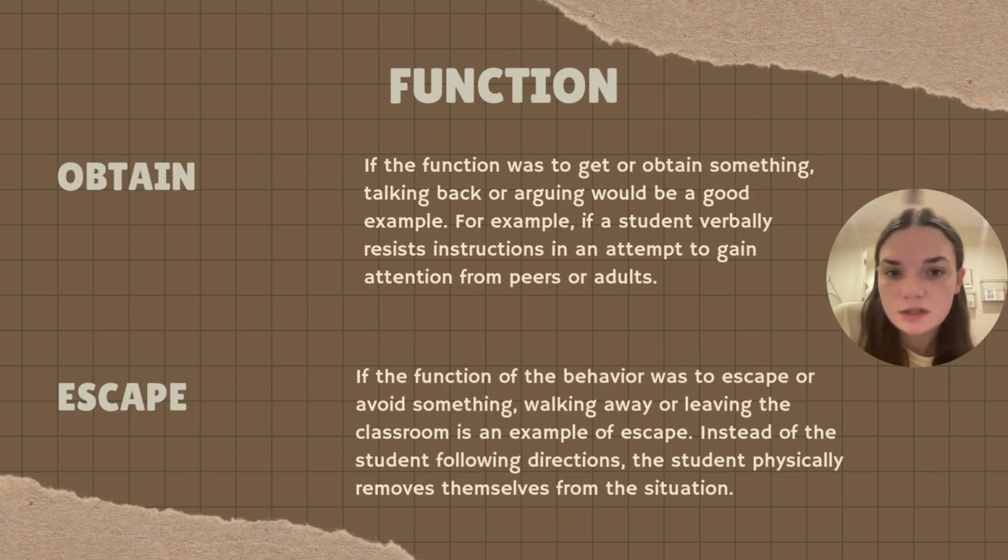If the function was to get or obtain something, talking back or arguing would be a good example. For example, if a student verbally resists instruction in an attempt to gain attention from peers or adults. And if the function of the behavior was to escape or avoid something, walking away or leaving the classroom is an example of escape. Instead of the student following directions, the student physically removes themselves from the situation.